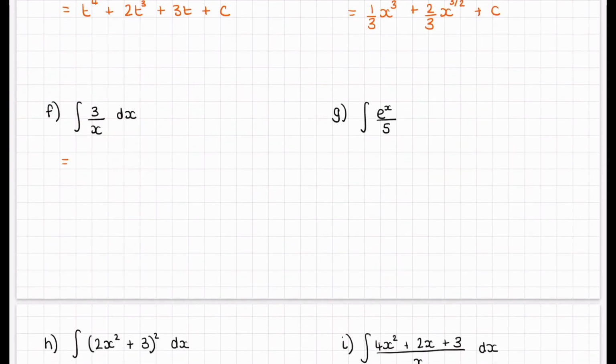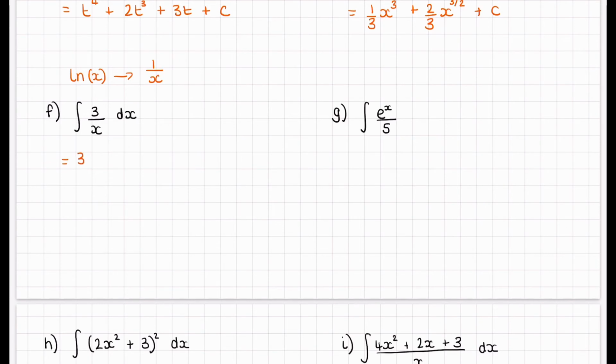F. Now when we see a single x on the fraction, we have to remember we can't pull this up to the power of -1, because if we were to add 1 we get 0, and then it doesn't work with our integral. So what we need to remember here is that the derivative that gives us 1 on x is ln. So remember, ln x goes to 1 on x. So if we're doing the integral, we've got to go backwards. 1 on x becomes ln x.